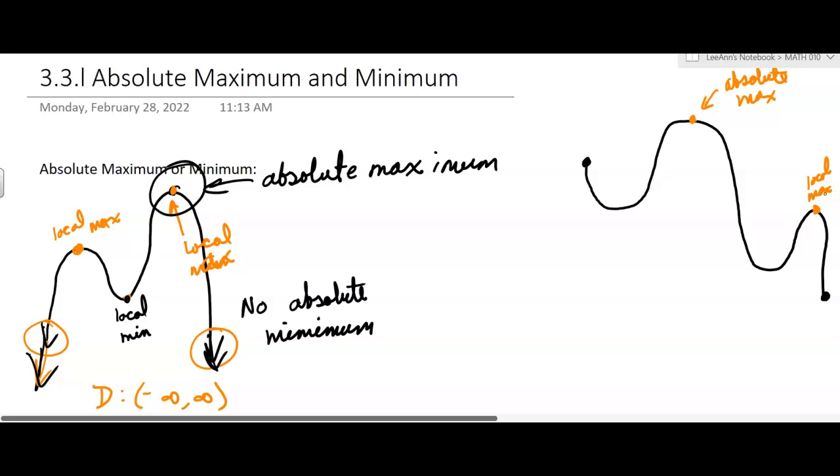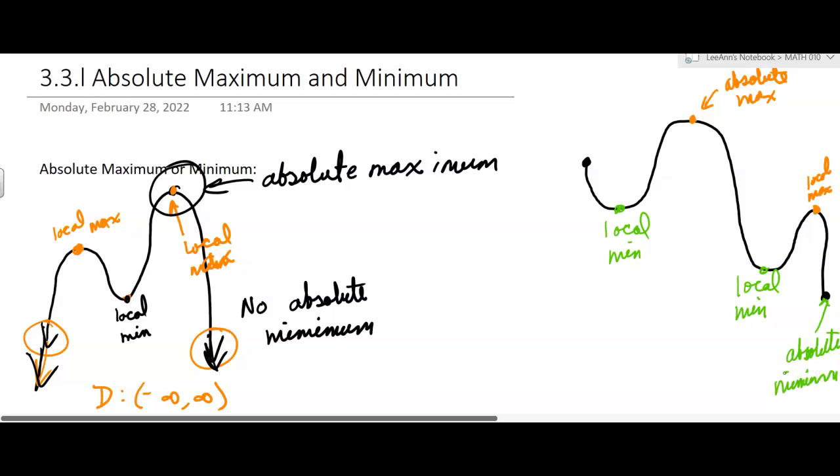Now let's look at minimums. So I have a local min here, and I have a local min here. Neither one of them is the absolute minimum, because the absolute minimum is right here. It's at the end point. That's the lowest point on the whole graph. So that's the absolute minimum.